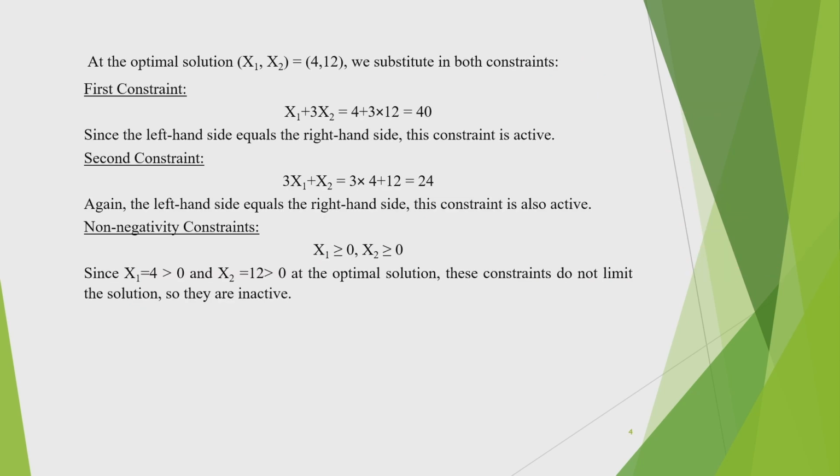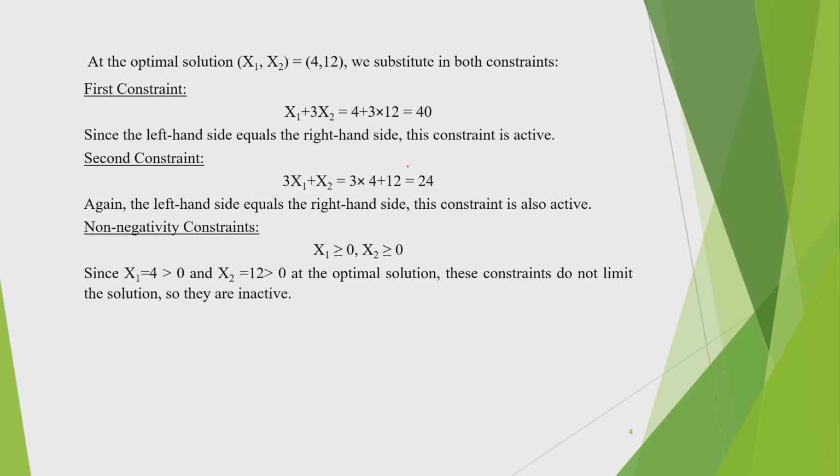Now, let us see, once we have got the solution, we got the optimal solution as 4 and 12, and now we substitute in both the constraints. In the first constraint, if we put x1 plus 3x2, 4 plus 3 into 12, is equal to 40. So left side equals the right hand side, so the constraint is active. That means this constraint is fully satisfied, it is equal. We are at the border case. So this is called an active constraint. It is having influence. You cannot ignore that constraint. If you slightly change the values, this constraint may be violated.